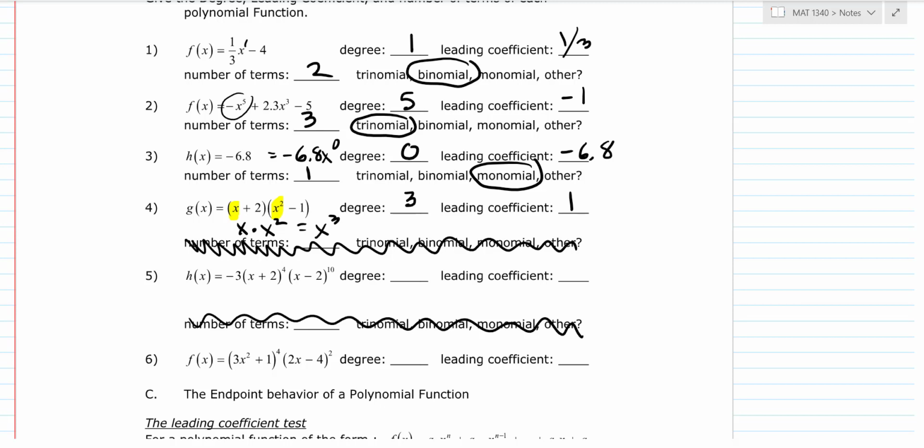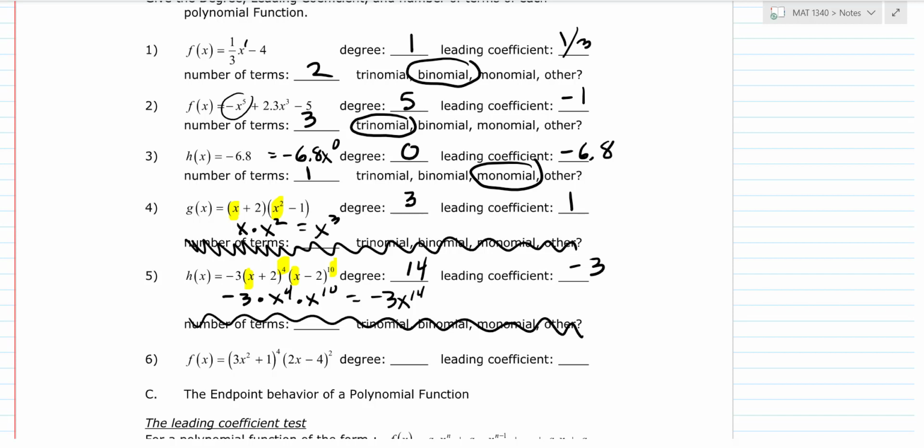I saw some issues on 5. You do need to pay attention to that -3 because that will help give you the leading coefficient. Then again, you're going to look at x to the 4th and x to the 10th, the powers of x. So you're going to do -3 times x to the 4th times x to the 10th, which is -3x to the 14th. So what you should have got on this is a degree of 14 and a leading coefficient of -3. I saw several people not pay attention to the -3. You have to. That's the idea.